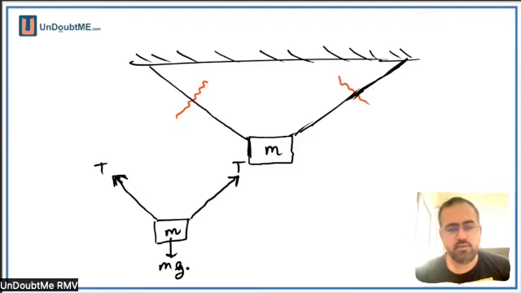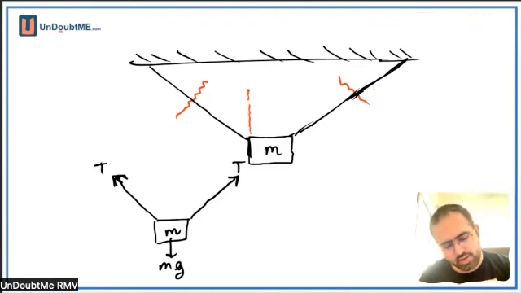Now if you want to solve the question, how are you going to solve it? For that there will be some more information given in the question. They will give that these angles are theta.